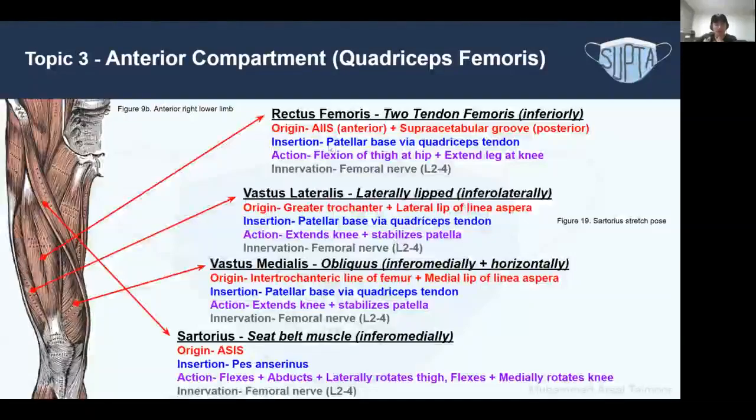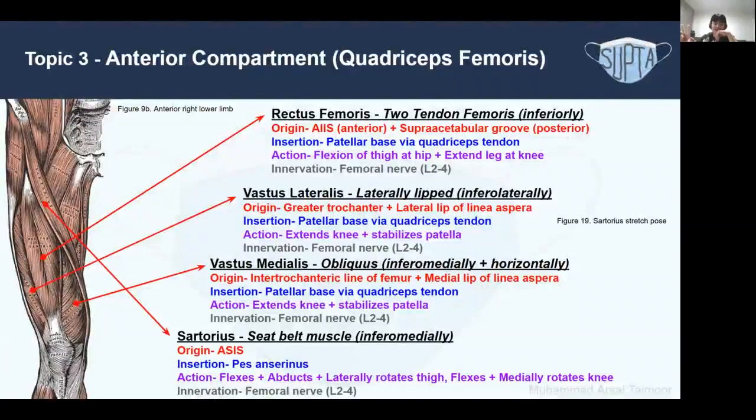So I'll just go over these quickly. Rectus femoris. So you've got these muscles form the quadriceps femoris. The rectus femoris is one of the larger muscles. Its origin is from the anterior inferior iliac spine. So around about here, because that's the anterior superior. So the inferior is around about here. And the supraacetabular groove, which is just sort of right above the acetabulum, the rim of the acetabulum.